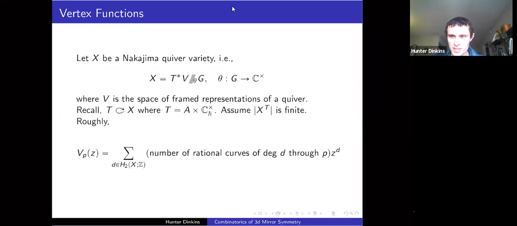So roughly, the main object of study for me today is known as the vertex function. What the vertex function is, well, roughly what you do is you pick a fixed point on your variety, and for each fixed point you have a vertex function. It's some sort of generating function that counts rational curves of a certain degree through that fixed point inside of the quiver variety.